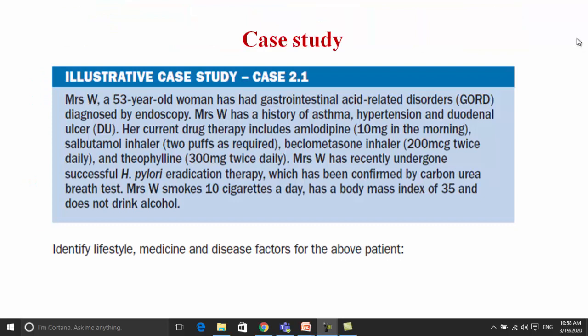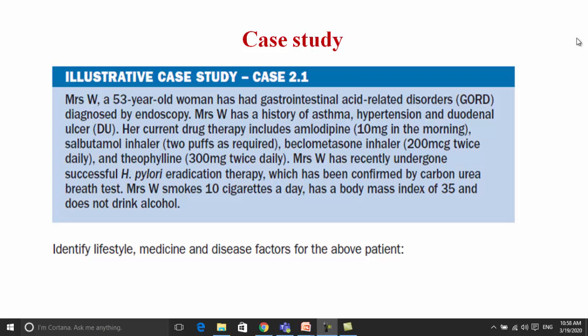So let's talk about this first case study. In this case, Mrs. W, a 53-year-old woman, has a gastrointestinal acid-related disorder, gastroesophageal reflux disease, diagnosed by endoscopy. Mrs. W has a history of asthma, hypertension, and duodenal ulcer. Her current drug therapy includes amlodipine 10 mg in the morning, salbutamol inhaler 2 puffs as required, beclometasone inhaler 20 micrograms twice daily, and theophylline 300 mg twice daily.